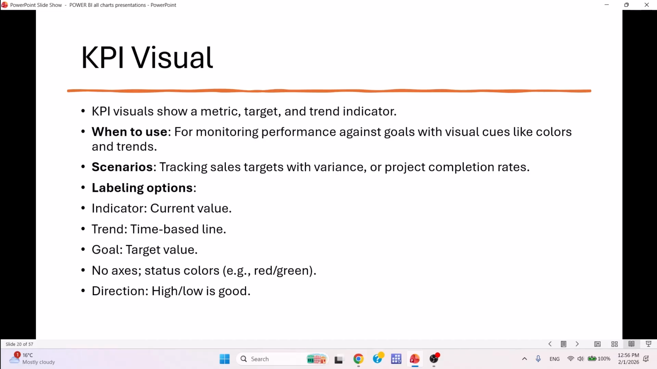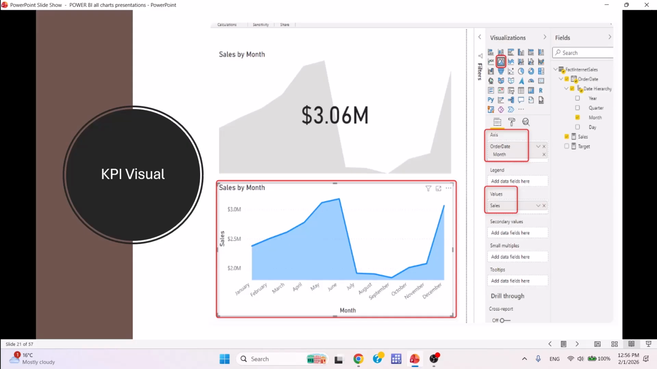So now let's see how a KPI looks. Here you can see that we have a KPI, and you can see that we have a label here, sales by month. For the x-axis we have taken month, and for the y-axis we have taken sale. This is a line chart, and for the axis we have month, and for values we have taken the value of sale.